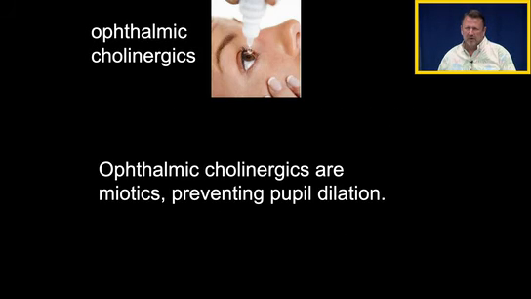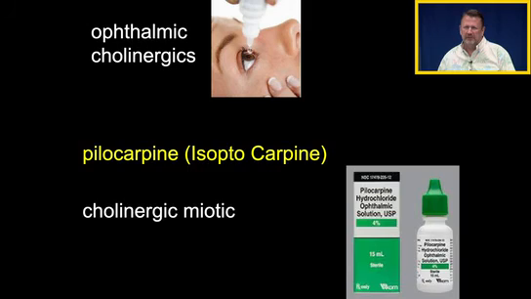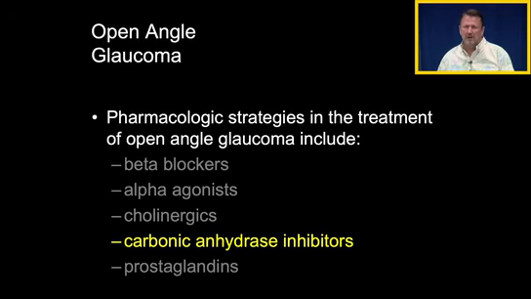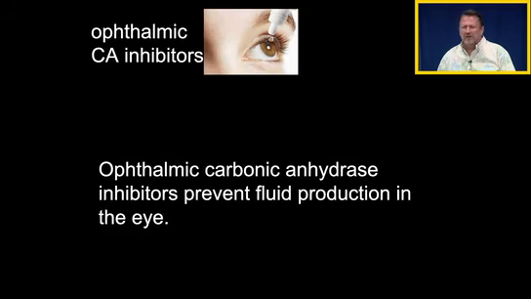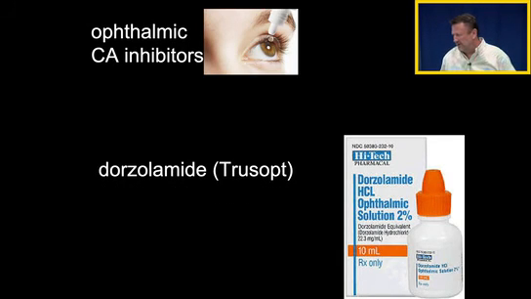We'll use cholinergic drugs because they're meiotic and they prevent pupil dilation. And so we'll use pilocarpine, a cholinergic meiotic, and we'll use pilocarpine for all sorts of cholinergic reasons. Carbonic anhydrase inhibitors prevent fluid production in the central nervous system. And here we're using the drug to prevent fluid production in the eye. And so these come as eye drops. And here is one. Trusopt, dorzolamide, is an ophthalmic carbonic anhydrase inhibitor. And again, carbonic anhydrase inhibitors prevent fluid production in the eye, or in the central nervous system.